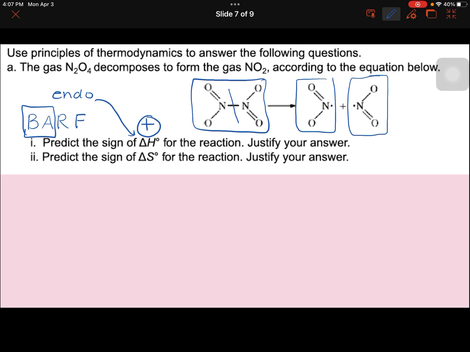So delta S is based on entropy. So I'm going from a single gaseous reactant to multiple gaseous products. So that's going to be a positive change in entropy, and justifying it is just what I said before.